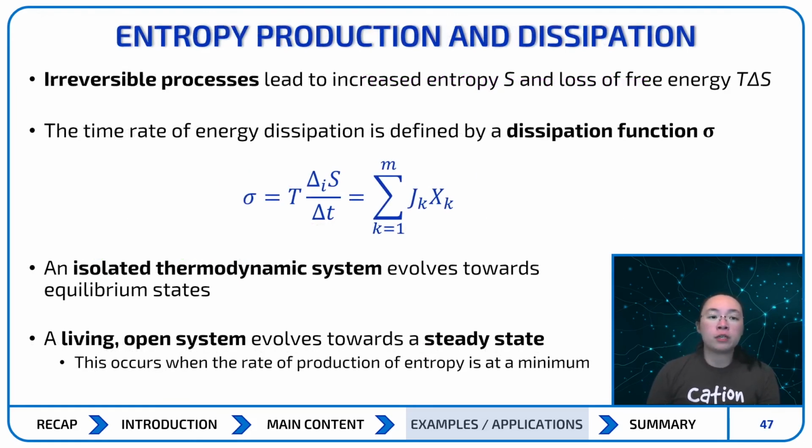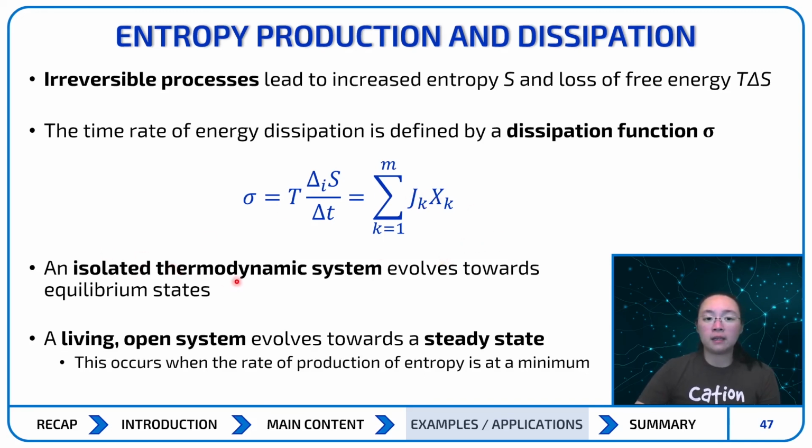So looking at entropy production and dissipation, we did take a look at irreversible processes and how they led to an increased entropy S and a loss of free energy, T delta S. The time rate of energy dissipation can be defined by what we call a dissipation function, sigma. So sigma is equal to T delta S divided by delta t. We can also rewrite that as a summation of the flux-force relationships for each particle.